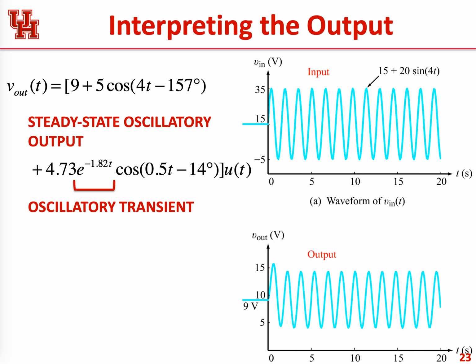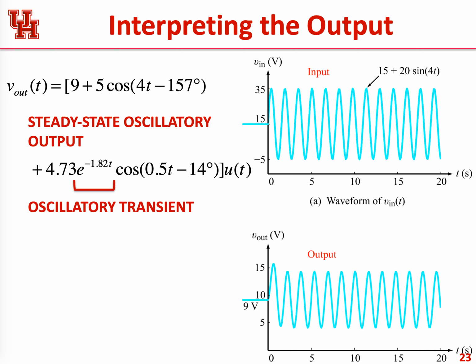But let's take a look at the output and see if we can do a little interpretation of the output. If you look at the output, it's got 2 sets of terms. So the V output for this case is basically 9, which is like a steady state term, plus 5 times cosine of 4t minus 157 degrees, plus 4.73 e to the minus 1.82 t times cosine of 0.5 t minus 14 degrees, and this whole thing times u(t).